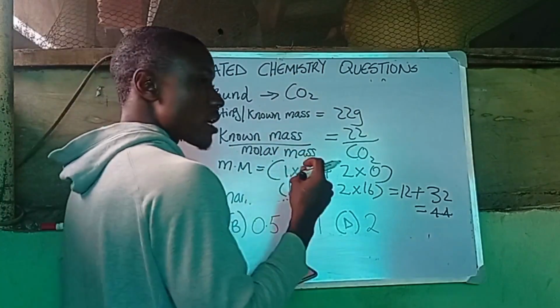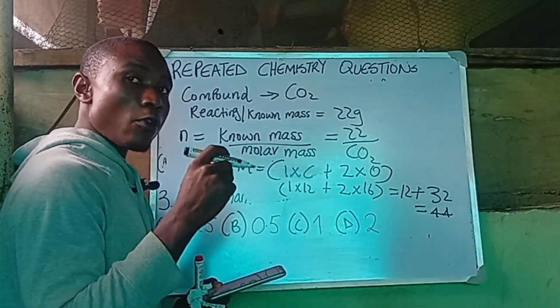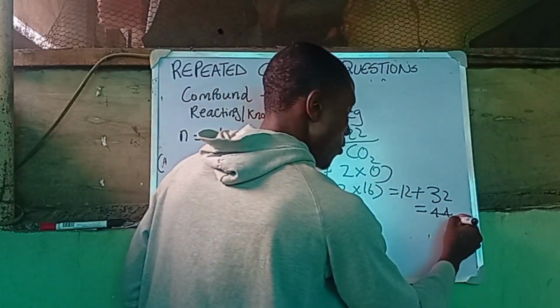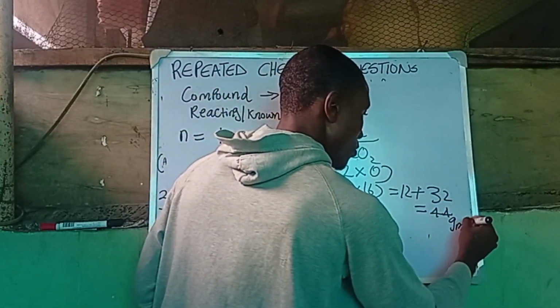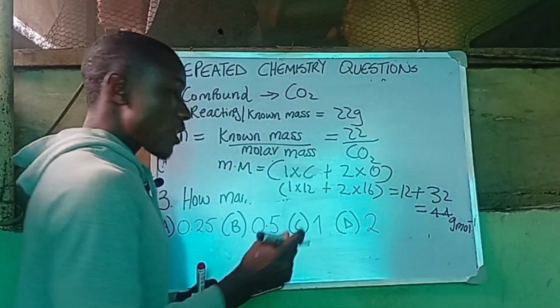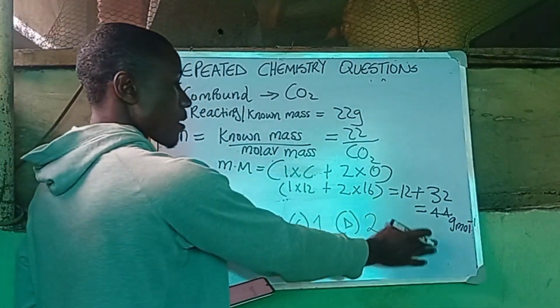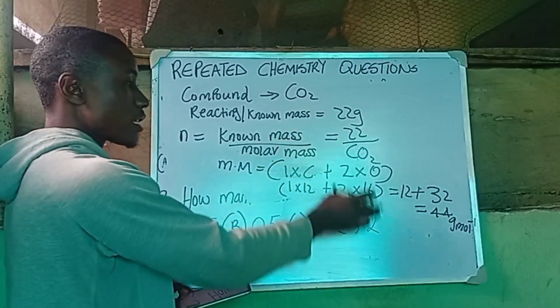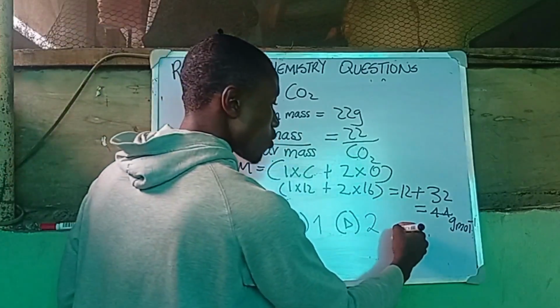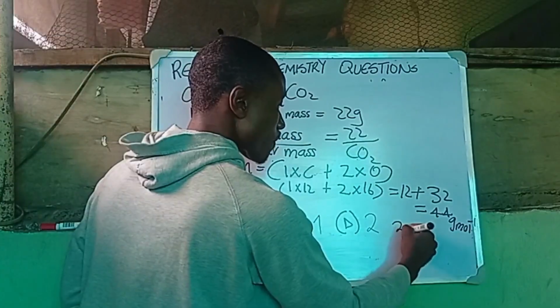And note, the calculation of molar mass has a unit, which is gram per mole. Gram per mole is the unit for molar mass. So we have 44. Now let's substitute it in this equation.